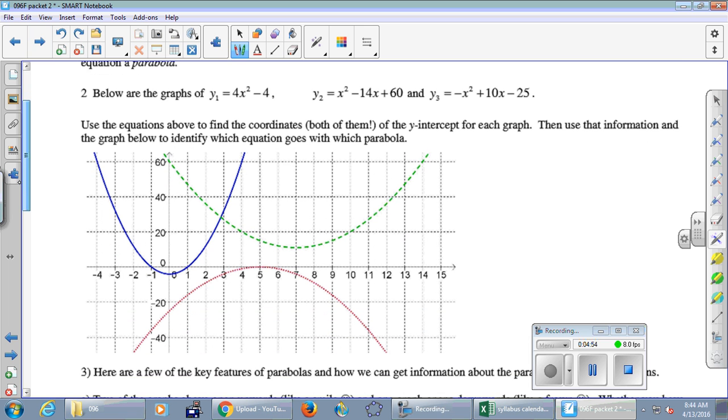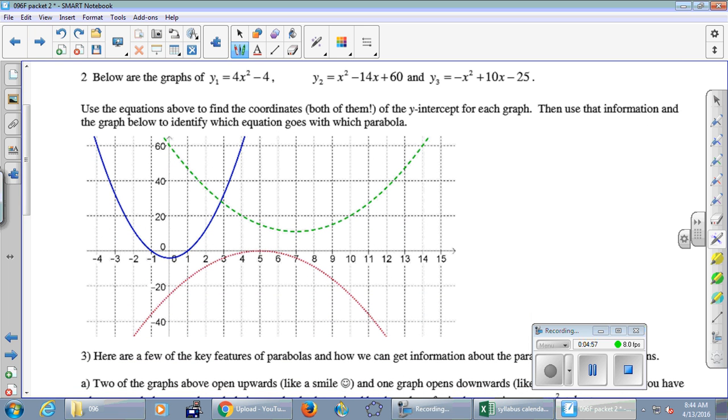So number 2 says below are the graphs of three equations. Don't get distracted by the little subscripts here. That y1 and y2 and y3 is just our way to distinguish them. But really what you're supposed to think is y equals 4x squared minus 4, and y equals x squared minus 14x plus 60, and y equals the last guy. And so what we're going to do is find the coordinates of the y-intercept for each graph by using the equation. Now we just saw, how do we find the y-intercept of any graph? We let x equal 0. To find the y-intercept, you let x equal 0.